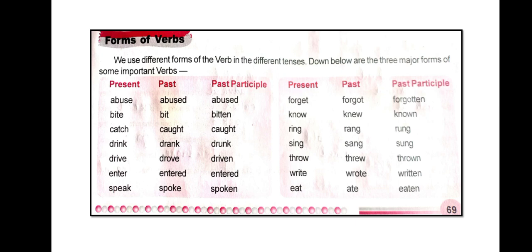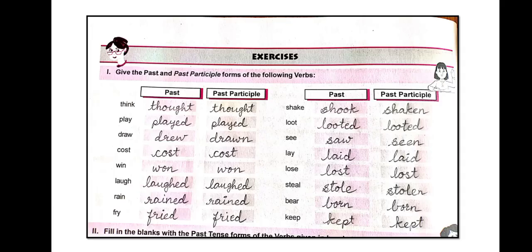So I hope you have understood. Now see the next page. Here we have exercises. We have 3 exercises. I will read them for you and I will send you a PDF file for writing the answers. Exercise 1. Give the past and past participle forms of the following verbs. Here we have the present form. We have to write the present form's past form and past participle.